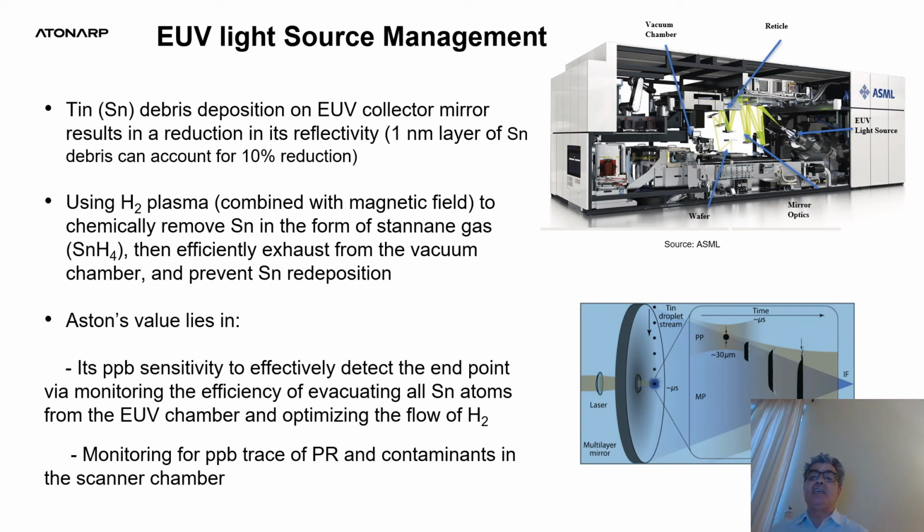ASTON's value lies in its PPB sensitivity to effectively detect the endpoint via monitoring the efficiency of evacuating all stannane atoms, molecules in that case, from the EUV chamber and optimizing the flow of hydrogen. Number 2, monitoring for PPB traces of photoresist and contaminants in the scanner chamber.